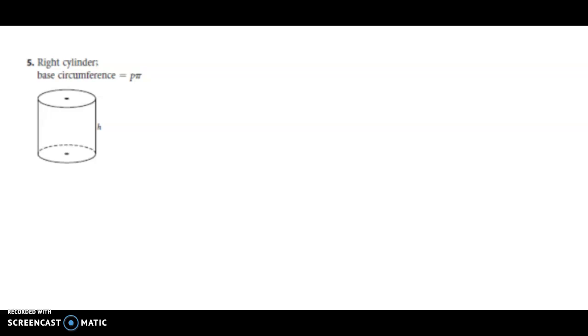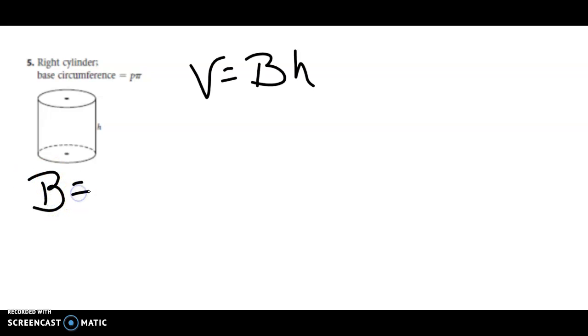And the other thing you're going to find in this worksheet is a cylinder. Same thing. Volume is going to be equal to the base area times the height. The difference here is your base area is going to be a circle, pi r squared, which means you're going to have to determine the radius.